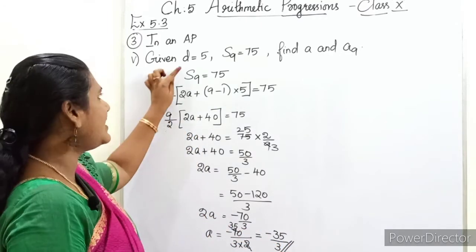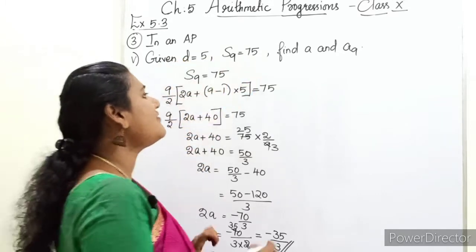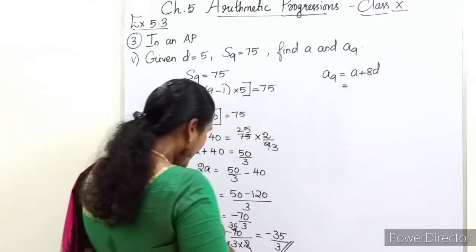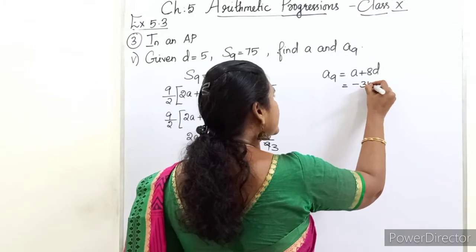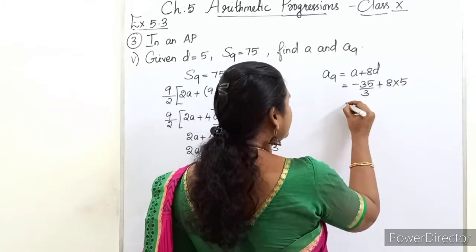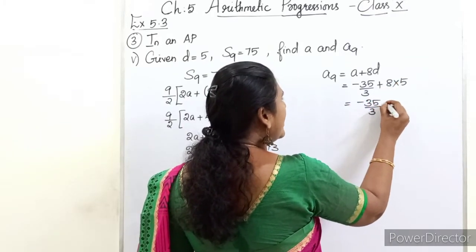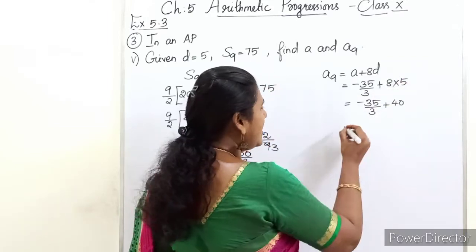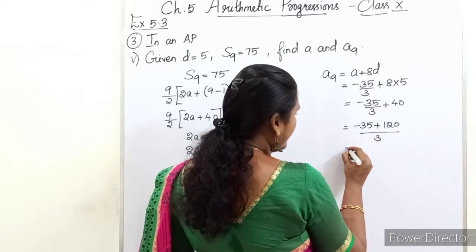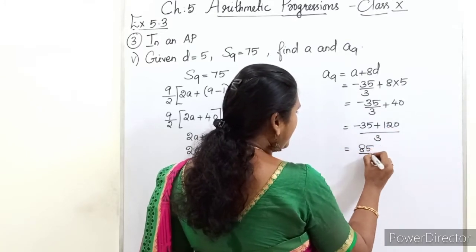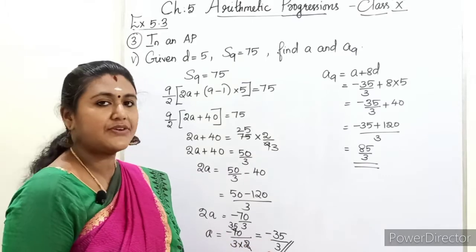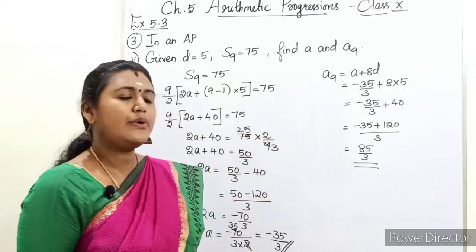Now we have the value of d, and we will find a9. So a9 is equal to a plus 8d. The value of a we got is minus 35 by 3, plus 8 into the value of d, which is 5. Now we will simplify by taking the LCM. So 8 into 5 is equal to 40. Now I will take the LCM, minus 35 plus 120 divided by 3. So when you add, you will get 85 by 3. So this is the ninth term. So we got the first term value as minus 35 by 3 and the ninth term is equal to 85 by 3.